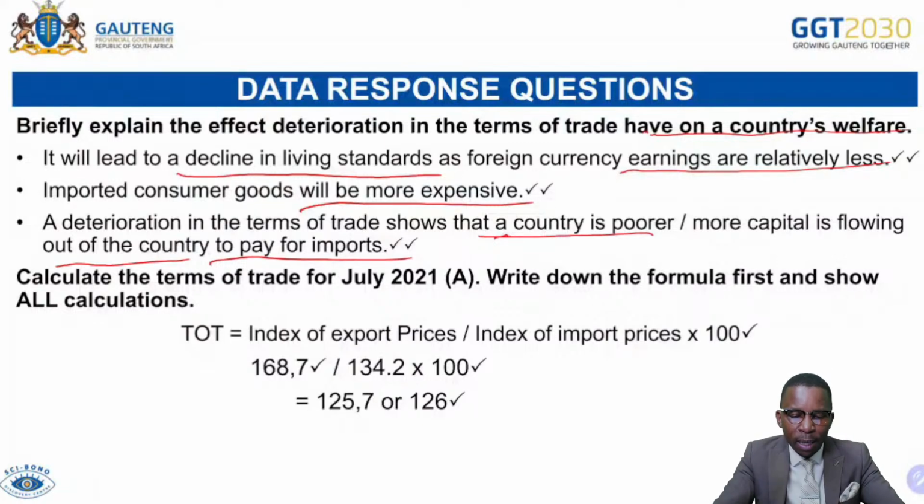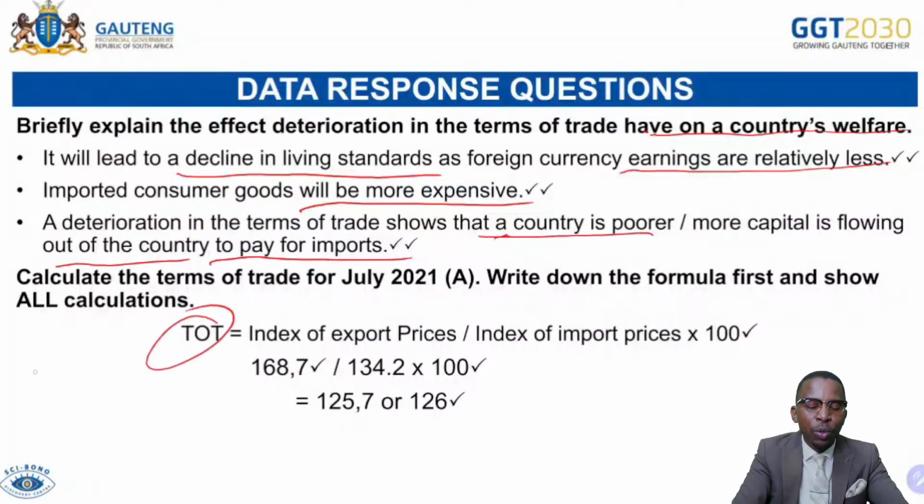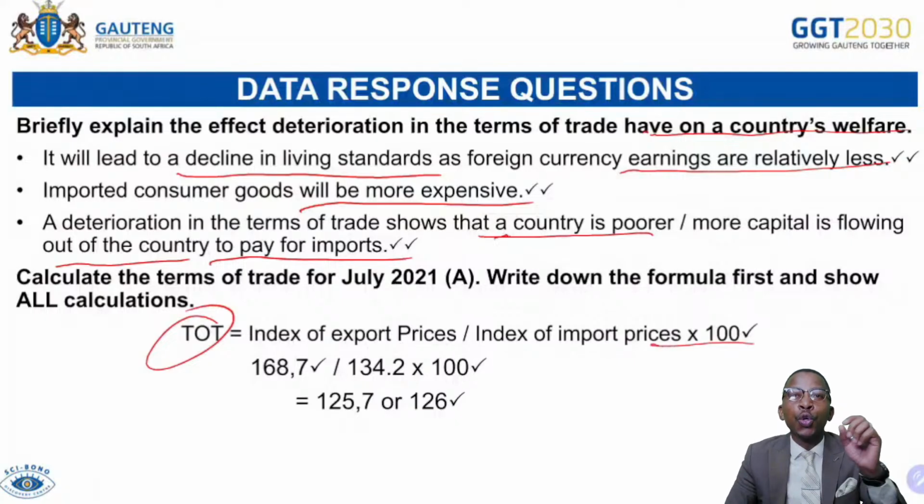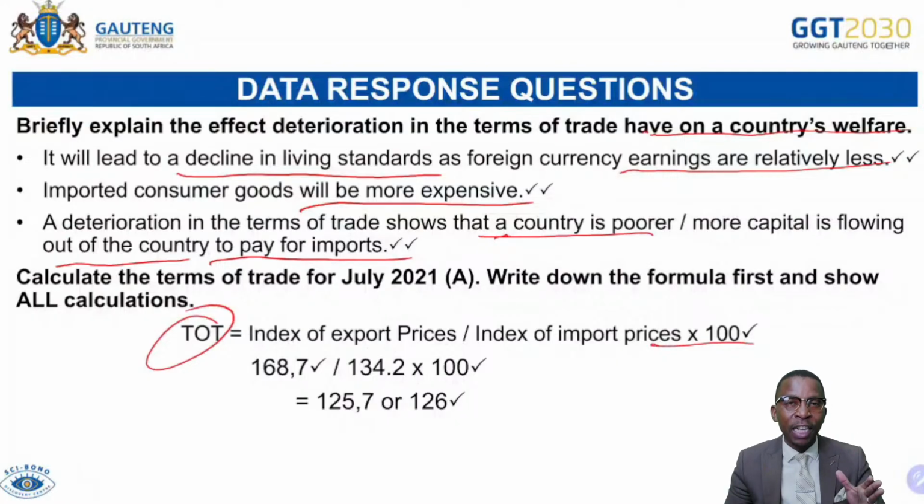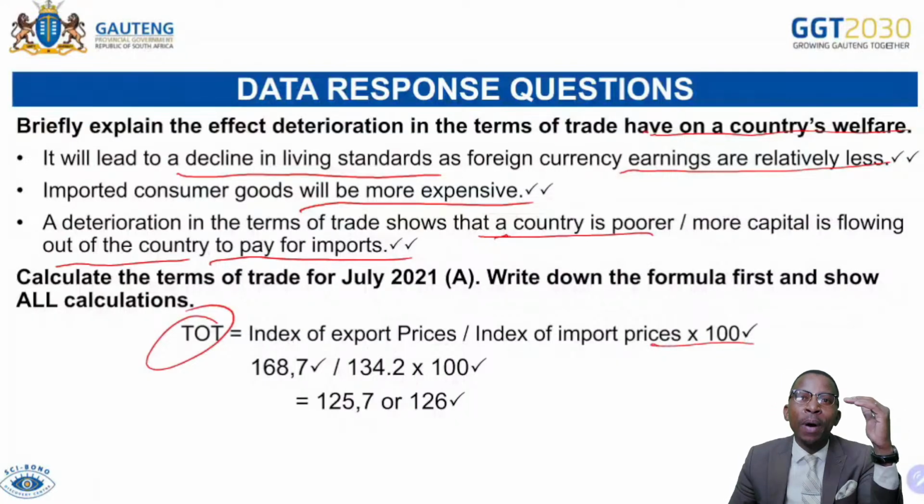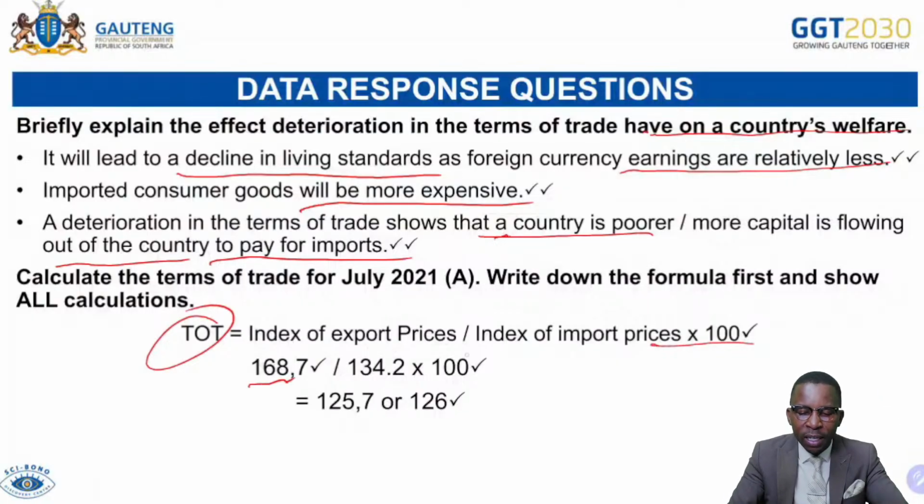Then we calculate the terms of trade for July 2021, show all calculations. Then we check terms of trade. TOT stands for terms of trade. Remember, index of export prices divided by index of import prices multiplied by 100. Should you turn around the formula, everything will be wrong. You must ensure that your export prices are the numerator and your import prices are the denominator, then you multiply by 100. Then it's 168,7 divided by 134,2 multiplied by 100. That gives us what?